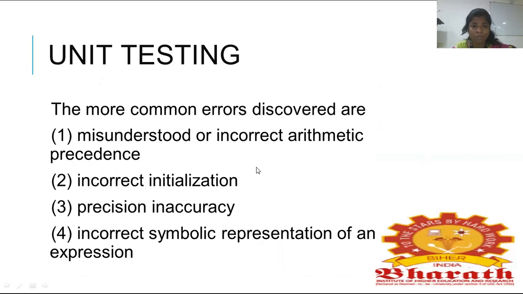Now, what are the common errors you will get when you test? You will misunderstand the arithmetic precedence, or you will have incorrect arithmetic precedence, or incorrect initialization. Before starting, the variables should be initialized. So you will have incorrect initialization, or precision inaccuracy, or incorrect symbolic representation of an expression. These are the common errors you will get: misunderstanding of arithmetic precedence, incorrect initialization, precision inaccuracy, and incorrect symbolic representation of an expression.